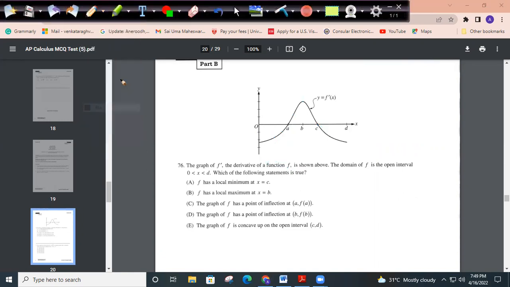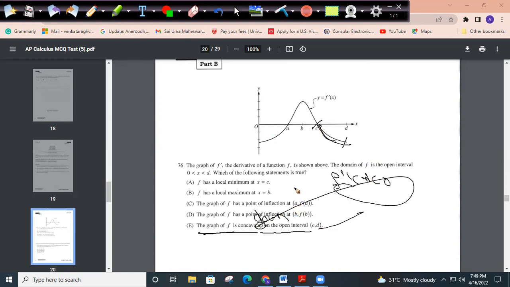Now let us see why option E is wrong. The graph of f is concave up on the open interval C comma D. Between C and D, f dash is decreasing, so f double dash x is less than 0. So it should be concave down, not concave up. The graph of f is concave down on the interval C comma D might have been correct, not concave up.